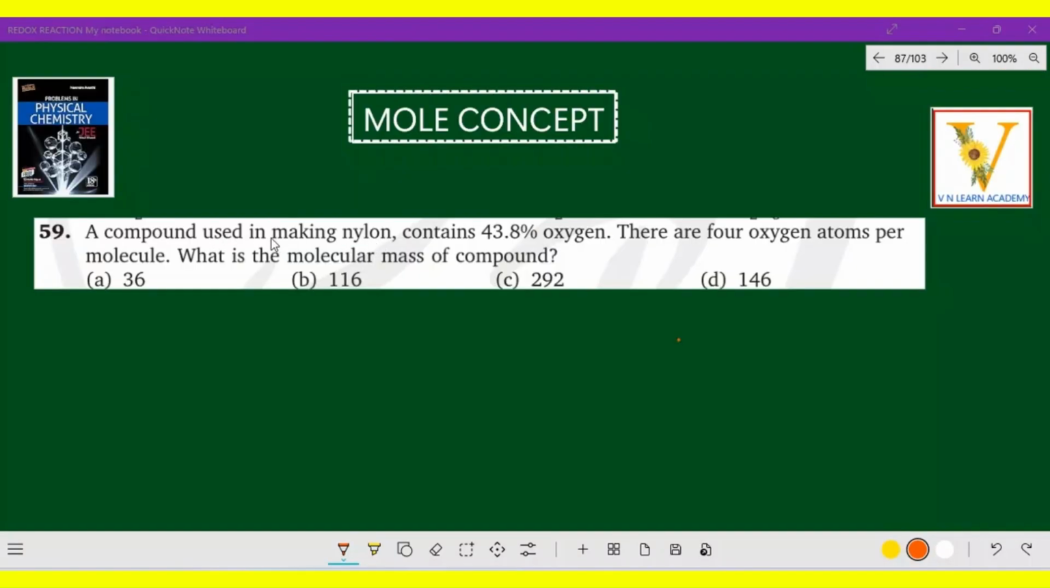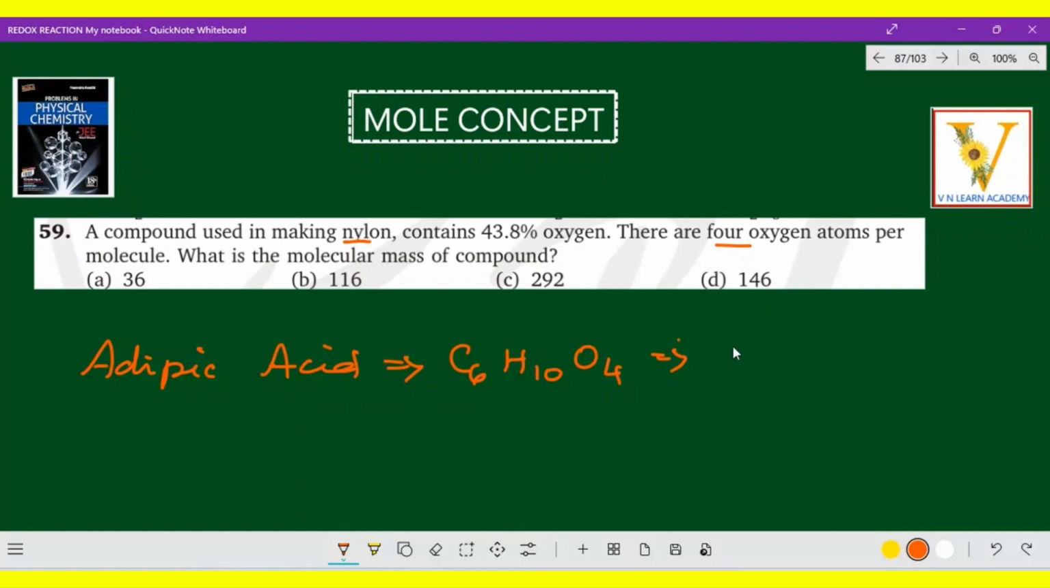The next question: a compound used in making nylon contains 43.8% oxygen. There are 4 oxygen atoms per molecule. What is the molecular mass of the compound? They are asking for the molecular mass, and 4 oxygen atoms are there in that nylon. Nylon is obtained from adipic acid, so this is like an indirect question. The formula of adipic acid is C6H10O4, so 4 oxygen atoms are available. The molecular mass when you calculate it is 146 gram per mole.